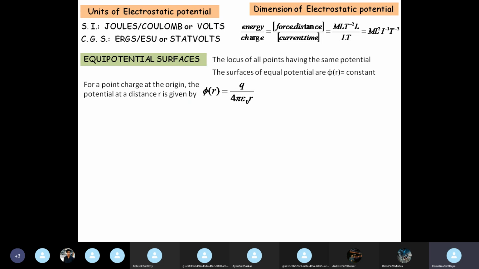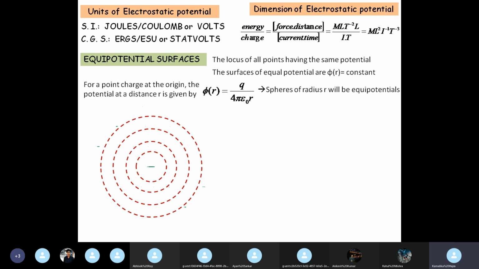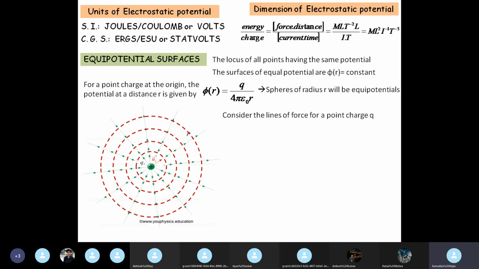Suppose we have a point charge Q placed at the origin, then at any distance r from the point charge, the electrostatic potential is given by this expression, Q by 4 pi epsilon naught r. So we get spheres of radius r. At any given distance r, phi will be a constant. So basically you can draw spheres of radius r, which will be equipotential surfaces. Such surfaces are the equipotential surfaces for a particular charge Q placed at the origin.